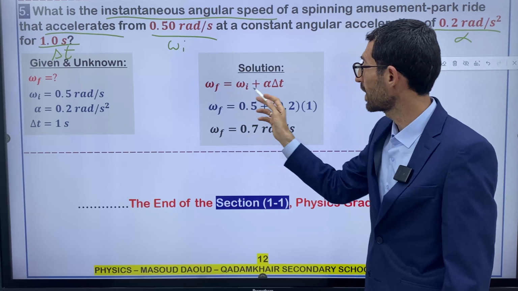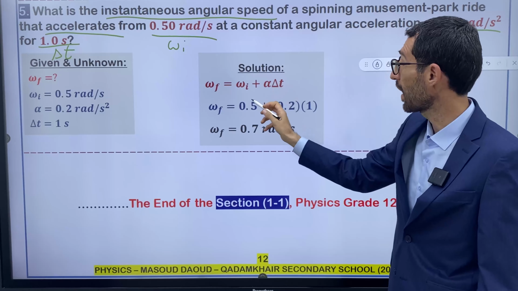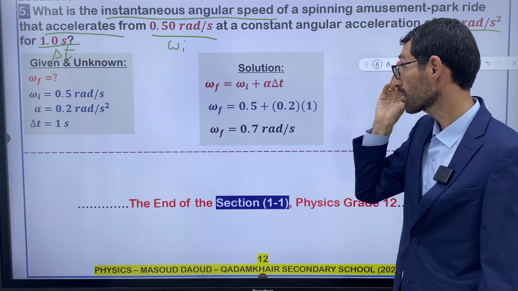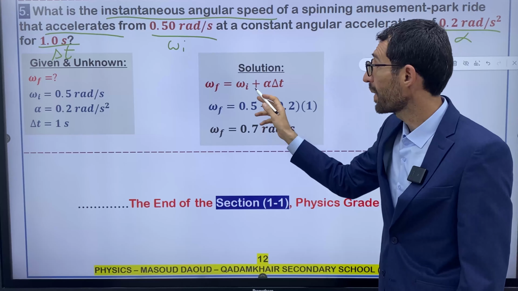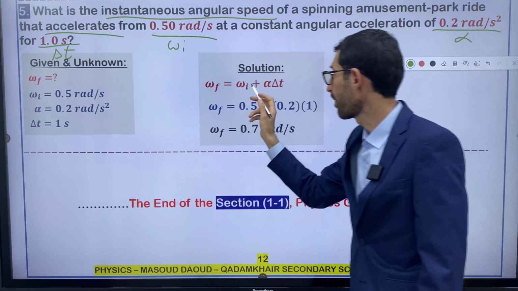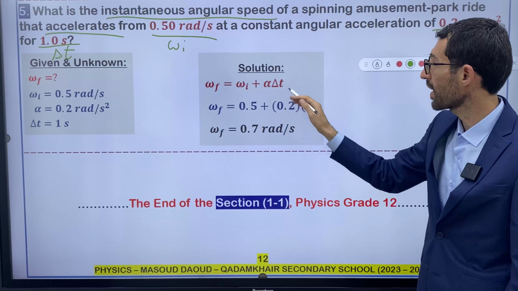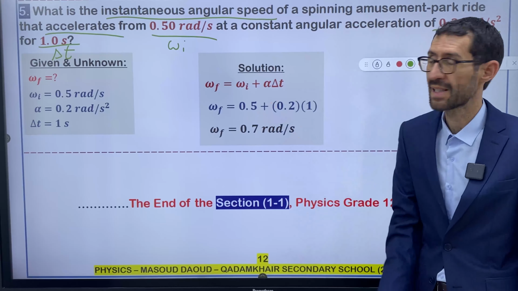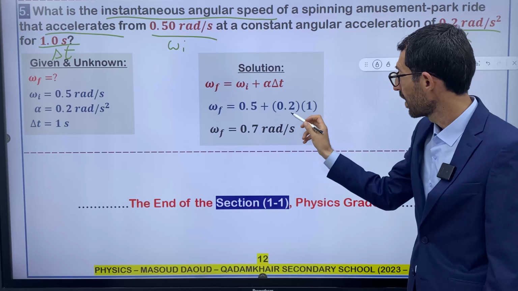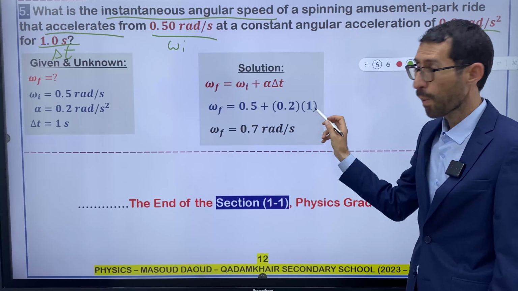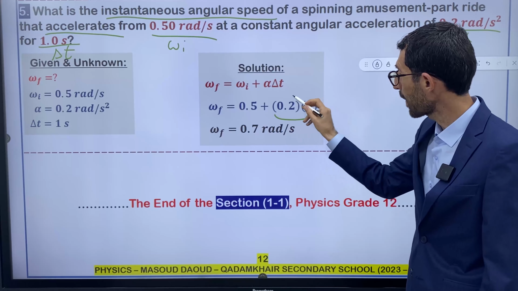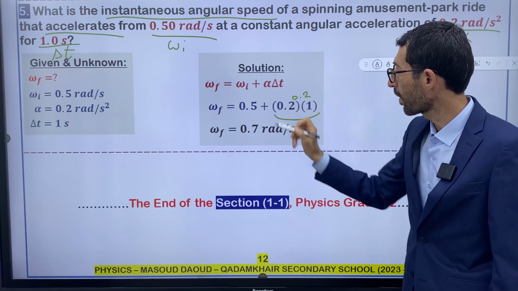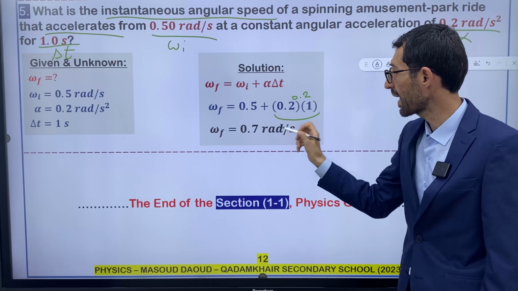I use this rule actually, omega f is equal to omega I plus alpha delta t. Omega I becomes 0.5, just substitute it, plus alpha 0.2 multiplied by delta t, 1 second. And that's it. 0.2 multiplied by 1 becomes 0.2. This part becomes 0.2 plus 0.5, which is 0.7 rad per second.